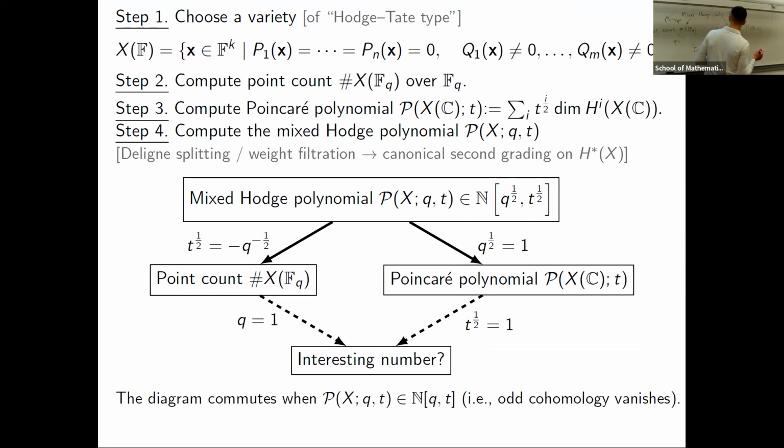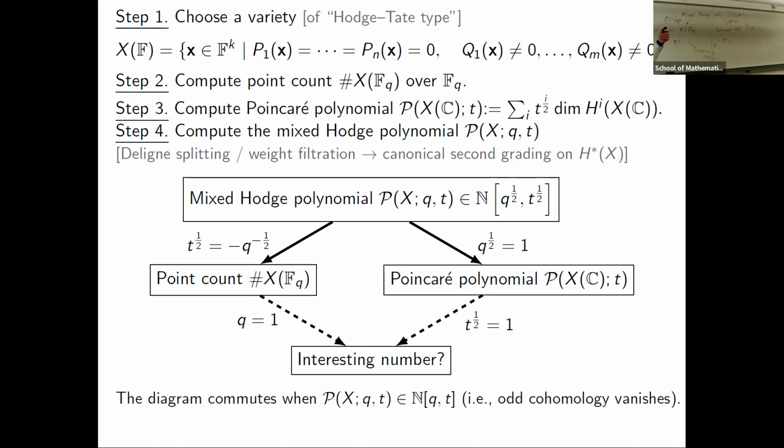Yeah, that's a good question. I could plug in -1, but actually, let me think about it. I don't remember what happens if you plug in -1, but I don't think you get an interesting number at the end. But here, of course, interesting things happen when the diagram commutes.